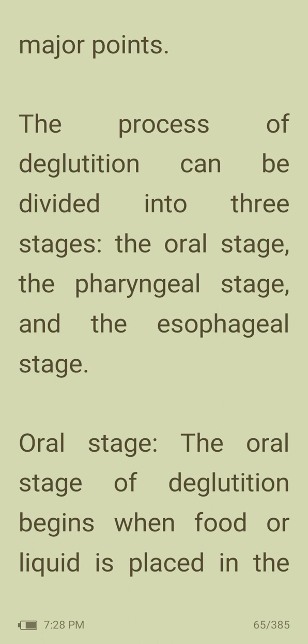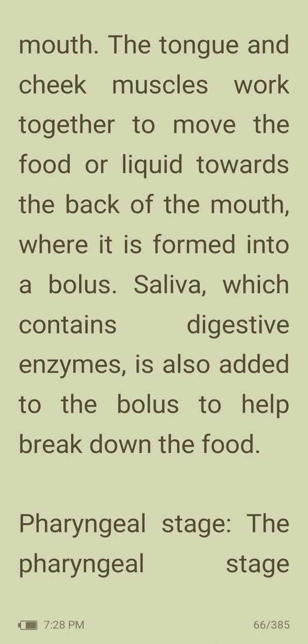The process of deglutition can be divided into three stages: the oral stage, the pharyngeal stage, and the esophageal stage. Oral stage. The oral stage of deglutition begins when food or liquid is placed in the mouth. The tongue and cheek muscles work together to move the food or liquid towards the back of the mouth, where it is formed into a bolus. Saliva, which contains digestive enzymes, is also added to the bolus to help break down the food. Then, pharyngeal stage.